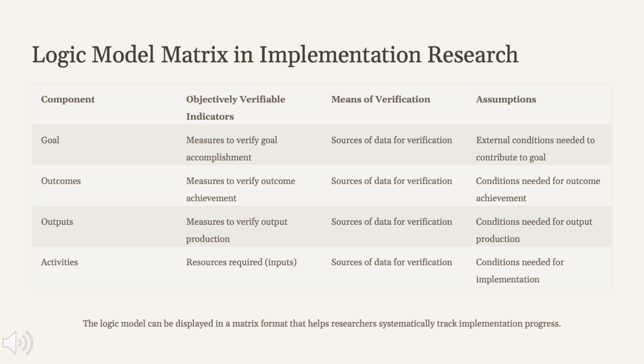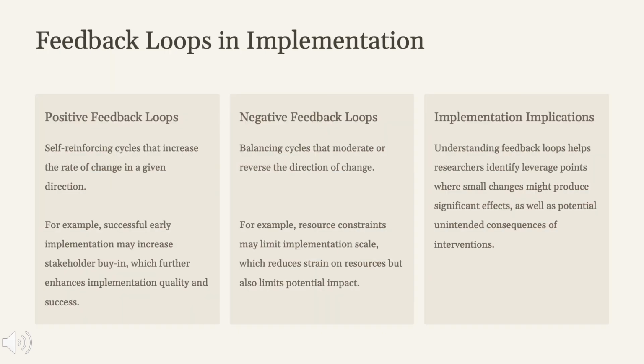Implementation often involves feedback loops: positive loops that accelerate change, such as early successes increasing stakeholder buy-in, and negative loops that moderate change, such as resource constraints. Understanding these loops allows researchers to strategically manage implementation, maximizing positive dynamics and minimizing unintended consequences.